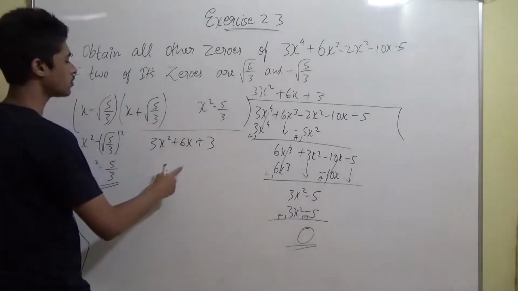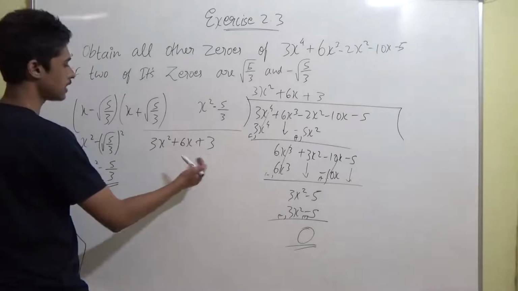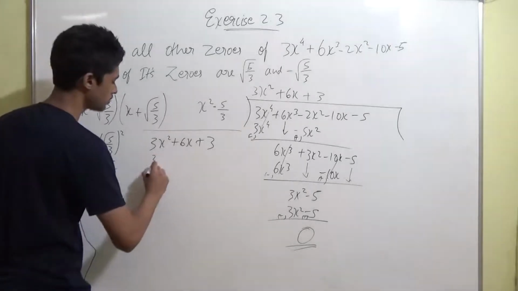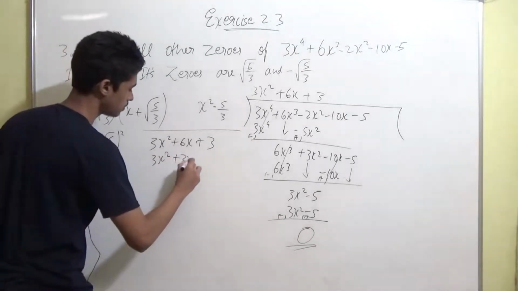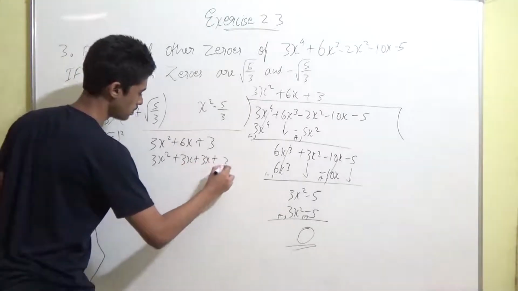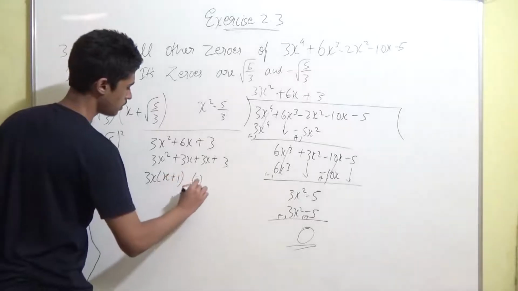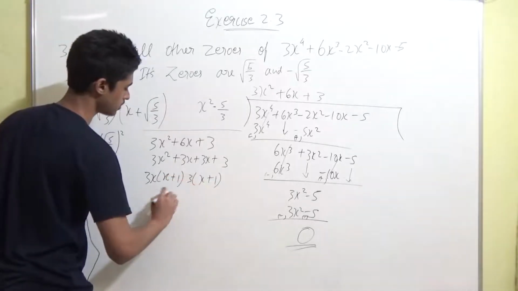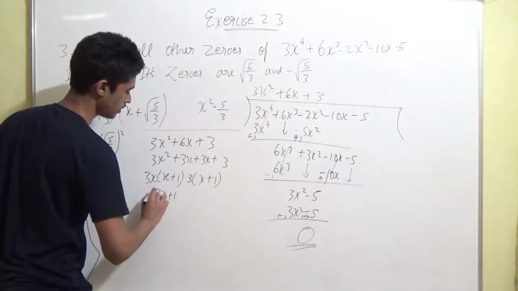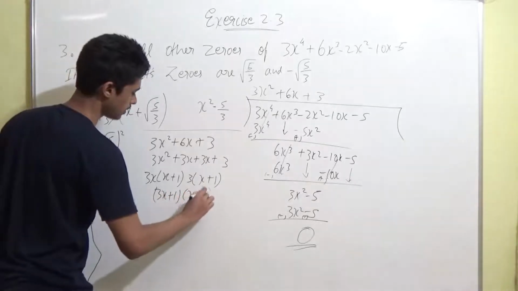Now we are going to factorize it as, this is 9. We can do it as 3x plus 3x, splitting the middle term. Right, let's take 3x in common. It becomes x plus 1, and here also it becomes x plus 1. It becomes 3, so it becomes (3x plus 1) and (x plus 1).